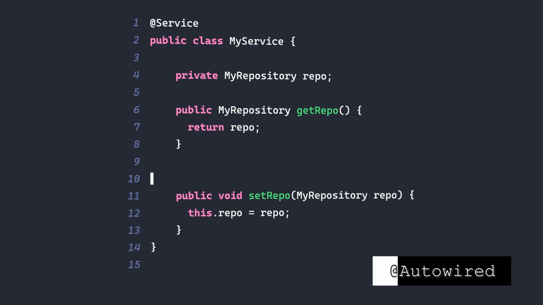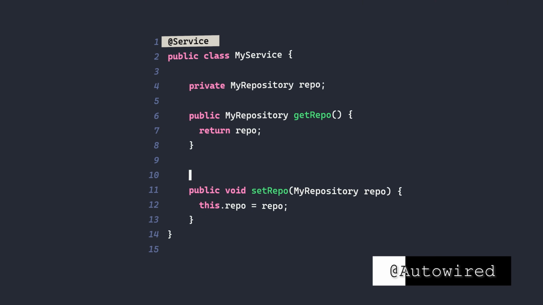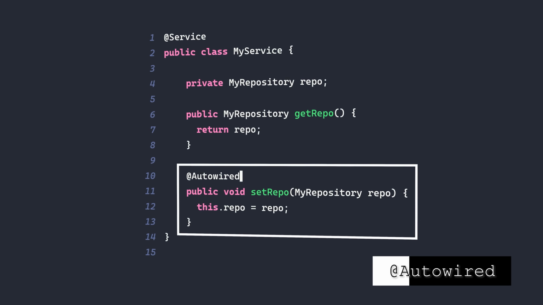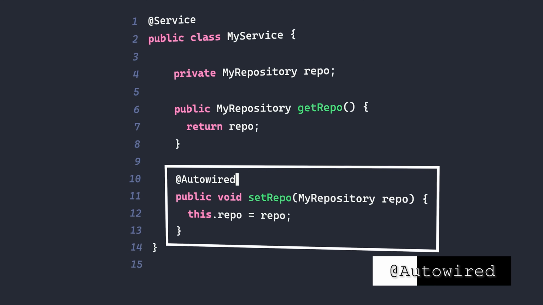This super simple and super popular annotation is how you activate Spring's dependency injection magic, right? By adding @autowired to a constructor or a field or a setter method, you tell Spring to automatically wire up that dependency for you. So for example, here is a MyService class, which is marked with the stereotype @service, and here is an @autowired annotation on this repo field, right? So this elegantly injects the MyRepository bean into MyService without any manual work, right?